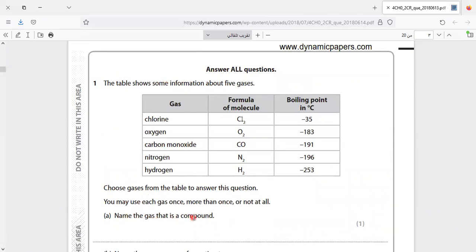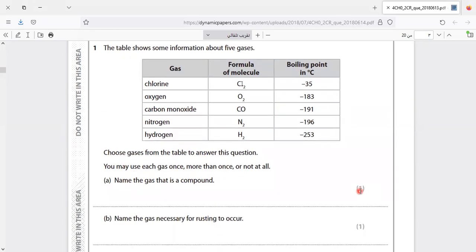Name the gas that is a compound. Inside the table, you have gases. Which one of these gases is a compound? Carbon monoxide. You can write carbon monoxide or CO, as you like.